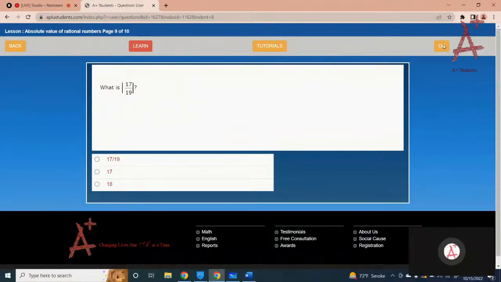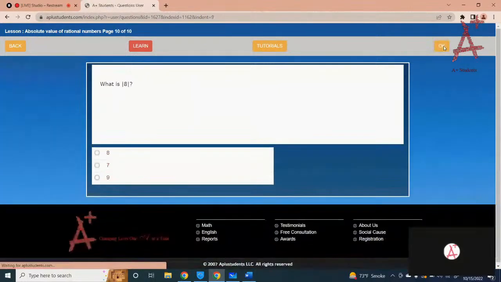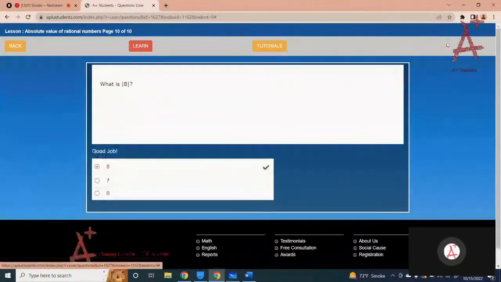What is the absolute value of 17 by 19? Which option is the correct one? It would be 17 over 19. Got it? What is the absolute value of 8? Yes, it is 8. Select the correct option and click on the OK button. Okay, so we have completed the test. Let's just move on to the next topic.